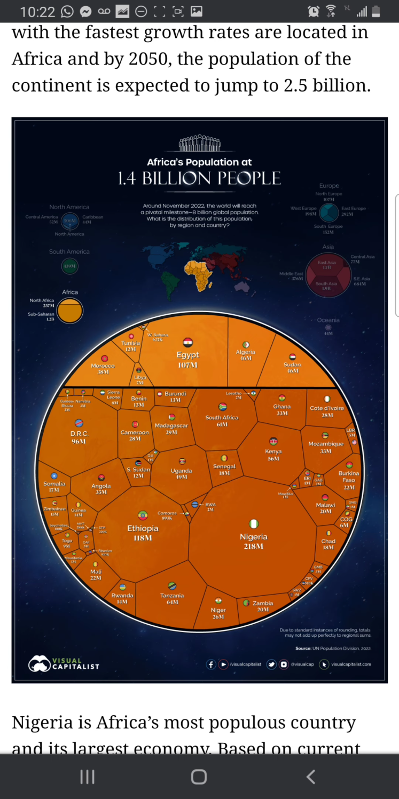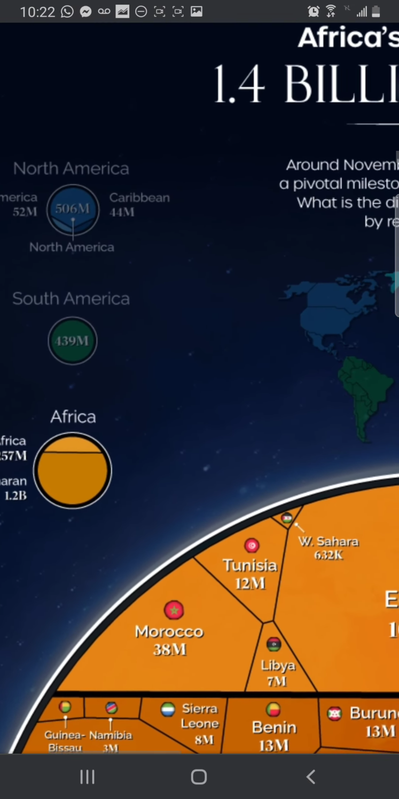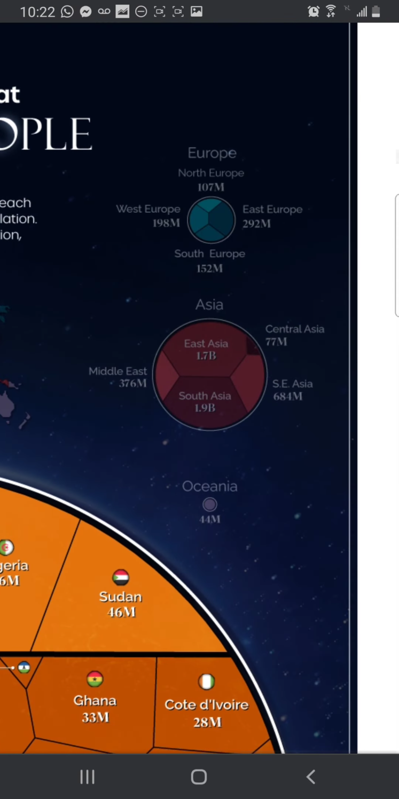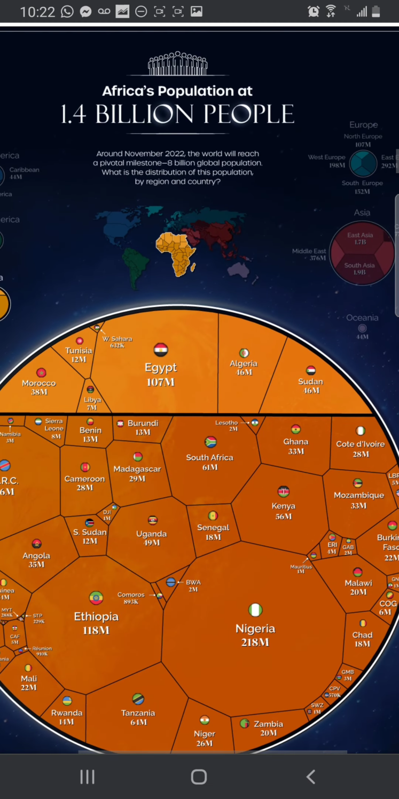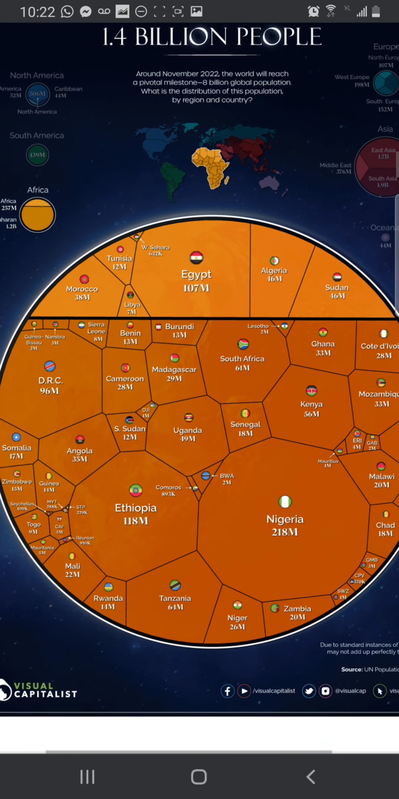Yeah, so check out the map. I'm going to do a zoom. We went over these parts already, so I guess it's just emphasizing Africa.